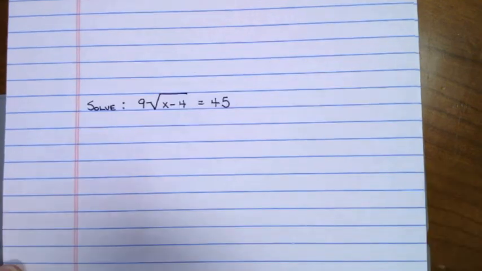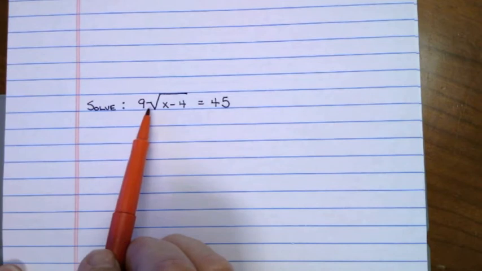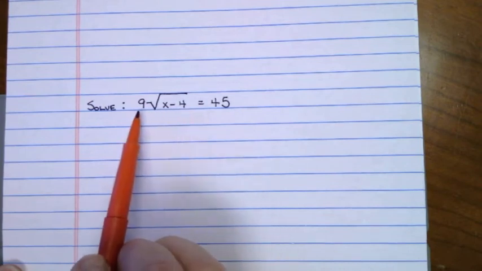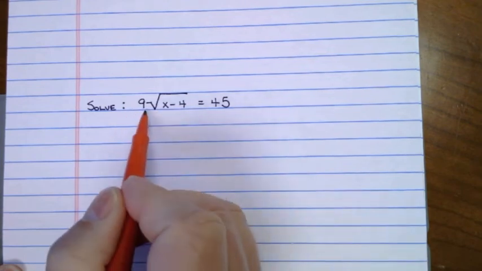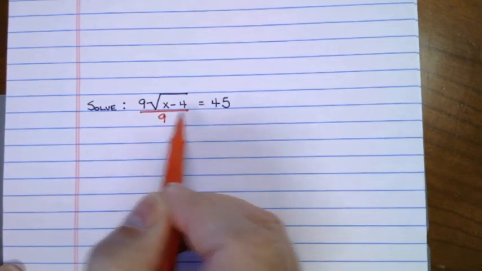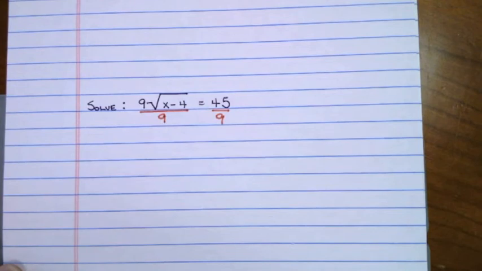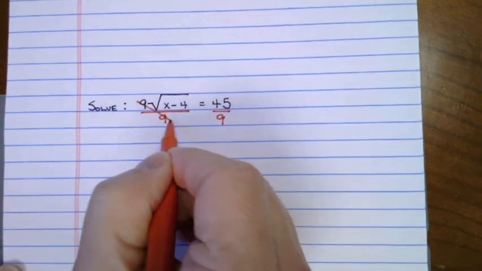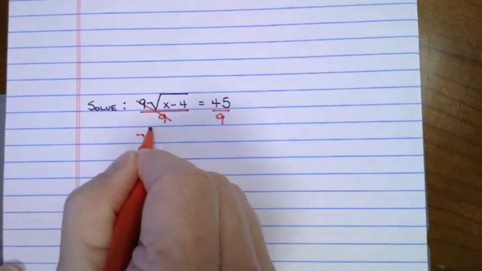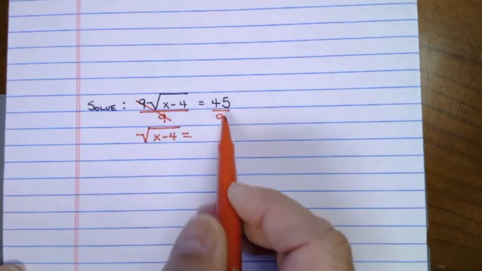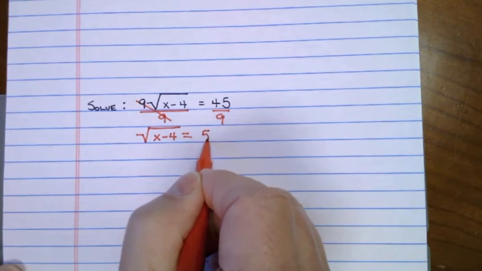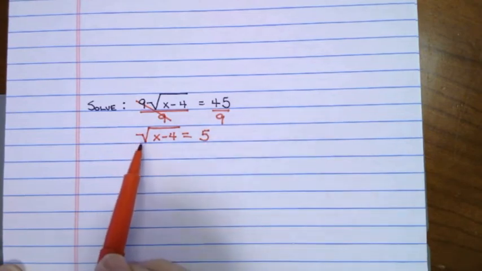Our next example. Remember, if the number is right beside the radical symbol, that's showing you that you're multiplying. So to get rid of this 9, I need to divide both sides by 9. Those 9s cancel out. I'm left with the square root of x minus 4. 45 divided by 9 is 5. I have now isolated that square root symbol.